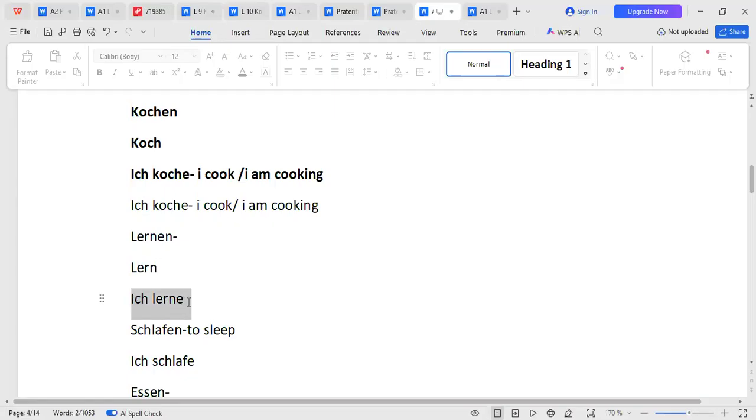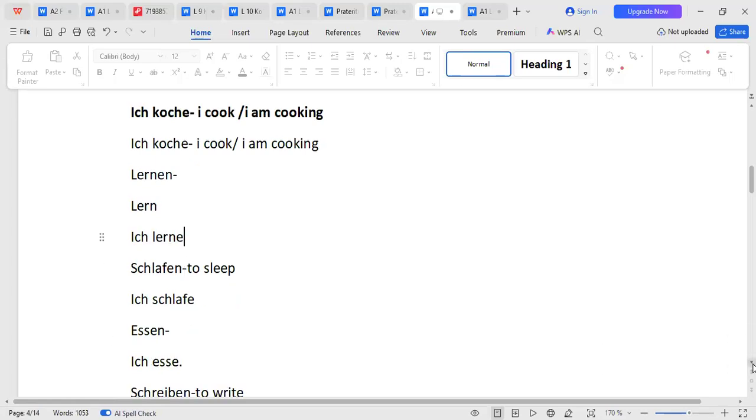Same as schlafen. If you have schlafen, schlafen means to sleep. What do you do? Remove the en from schlafen. You will have schlaf. That's the rule. So when you want to say it with I, which is ich, add the e. So you have ich schlafe. Ich schlafe means I sleep or I am sleeping.